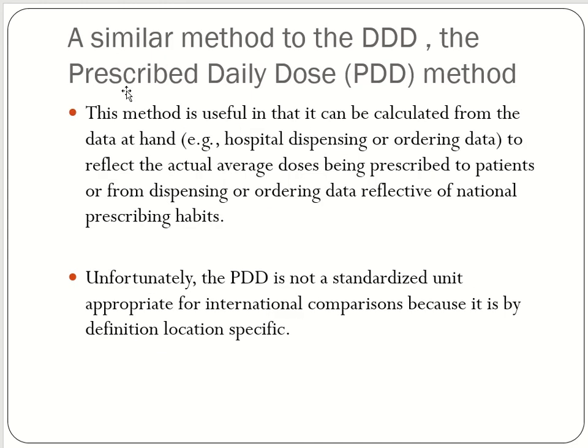Similar to DDD, there is the prescribed daily dose. This method is useful in that it can be calculated from the data at hand to reflect the actual average dose being prescribed to patients, or from dispensing or ordering data reflective of national prescribing habits. Like I said, I'm not going into details here. I'm just looking at things very briefly because you're going to have a specific chapter looking at these things.